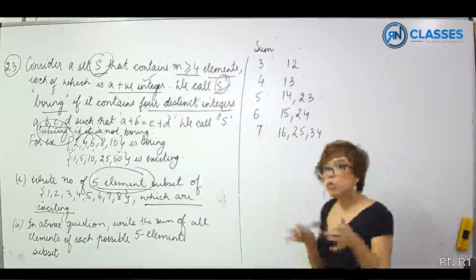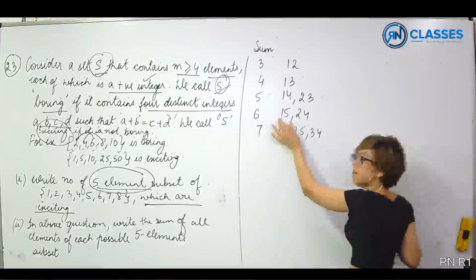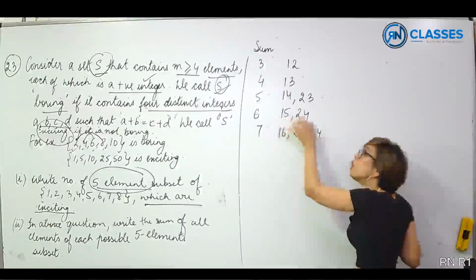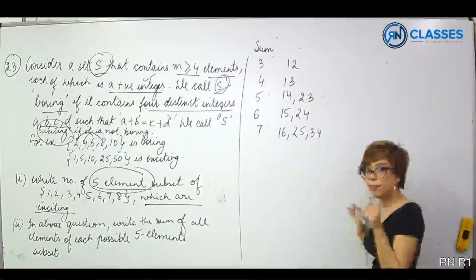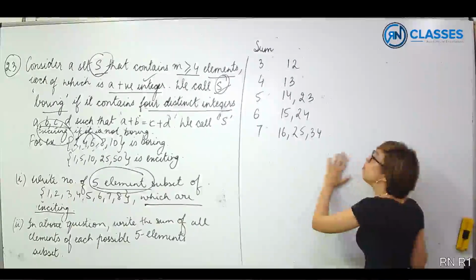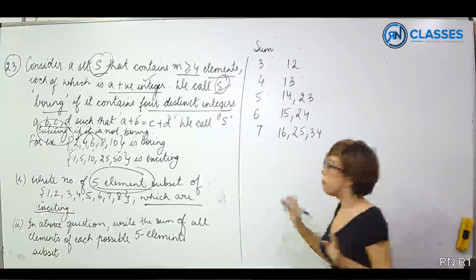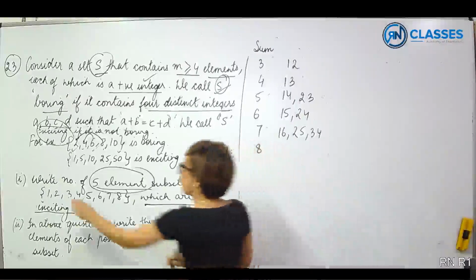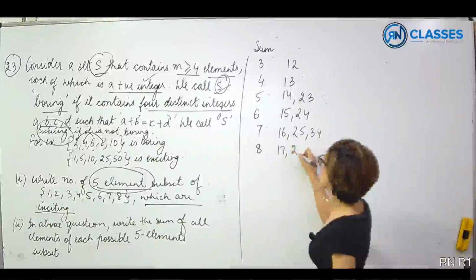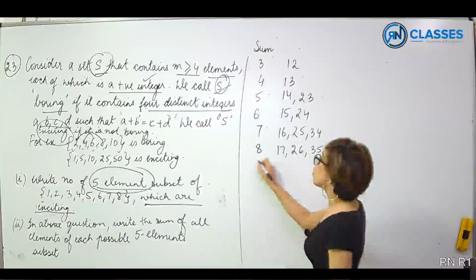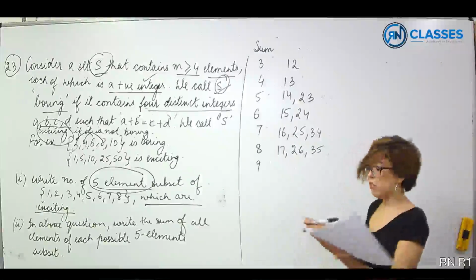Now, do you realize why I'm writing these down? Because I know if I have 1, 5 in my subset, I cannot have 2, 4 together. Maybe I can have 2, maybe I can have 4, but together I cannot have. So that is why I'm writing down all the pairs which will have problem with each other. So 8: 1, 7, 2, 6, 3, 5. And so on. You can write all the pairs. I will not waste my time on that. Obviously, you can do it yourself.